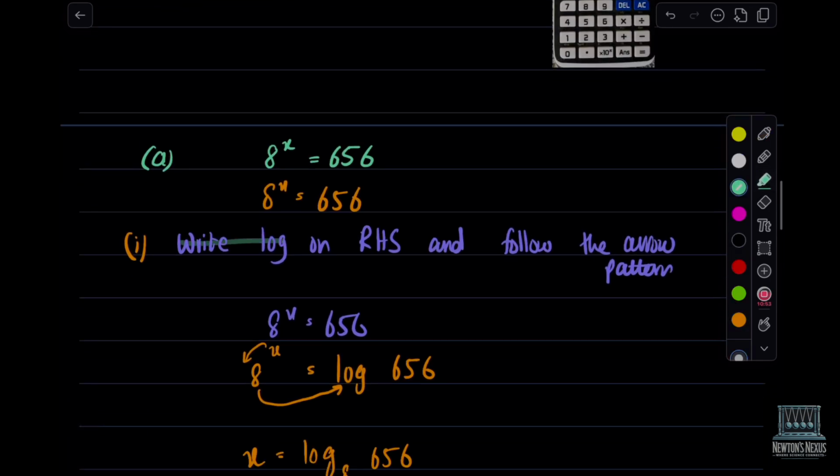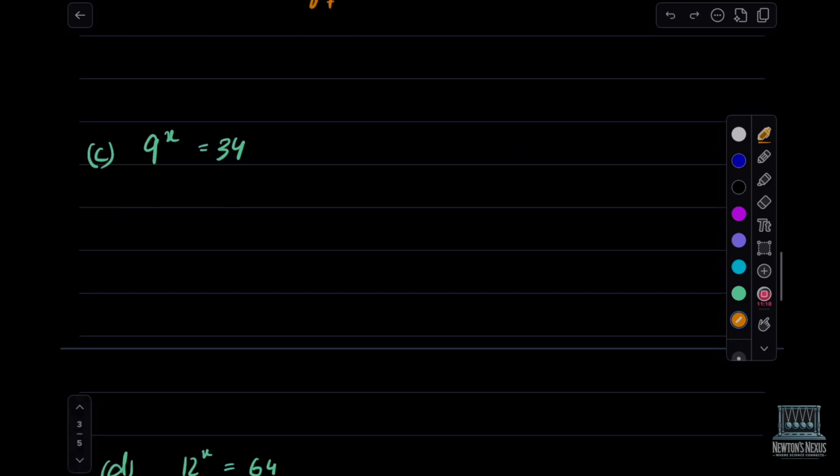Write log on the right hand side. It's very important. You have to think of it. You have to come with it. Write log on the right hand side and follow the arrow pattern. So our log comes to the right hand side. Our x replaces the base, which in this case is 8. It replaces the 8 and 8 becomes the base of the log, which is on the right hand side.